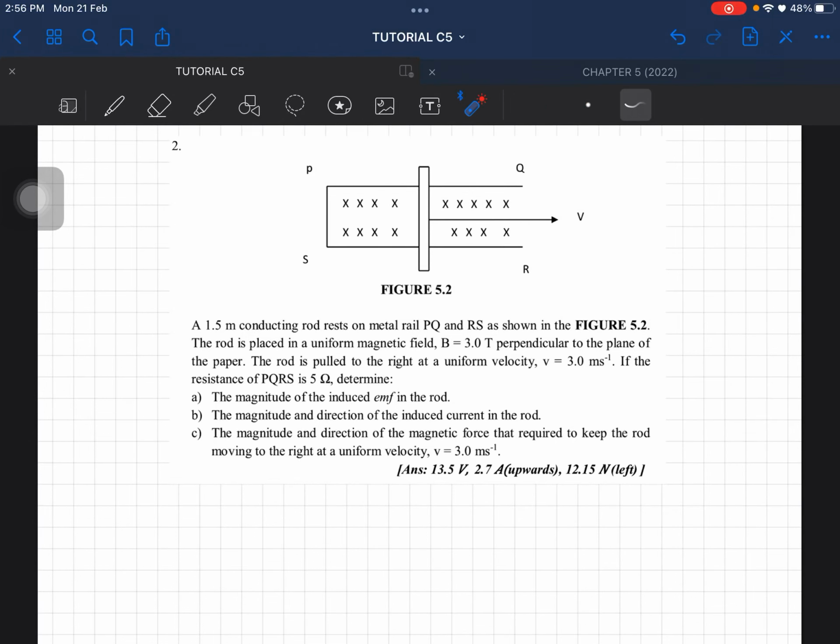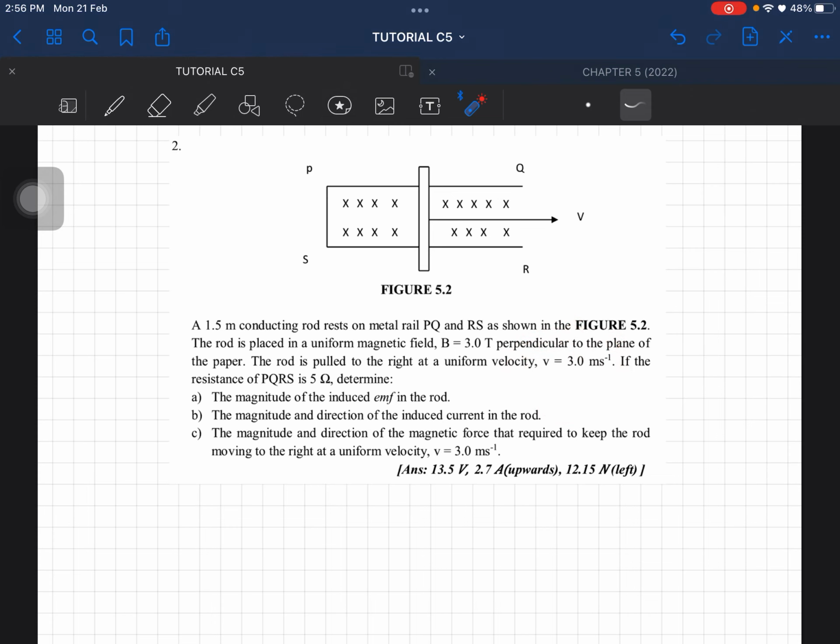Question 2. A 1.5 meter conducting rod rests on metal rails PQ and RS. The rod is placed in a uniform magnetic field, with a magnitude of 3 Tesla, perpendicular to the plane of the paper. The rod is pulled to the right at a uniform velocity of 3 meters per second.